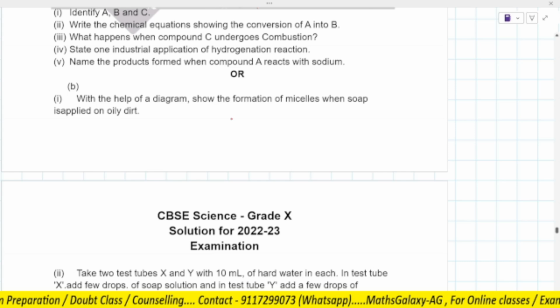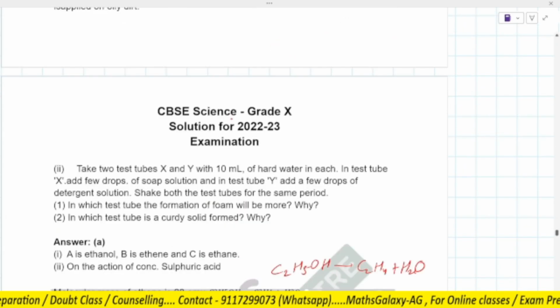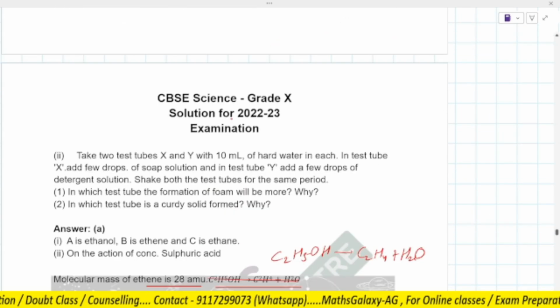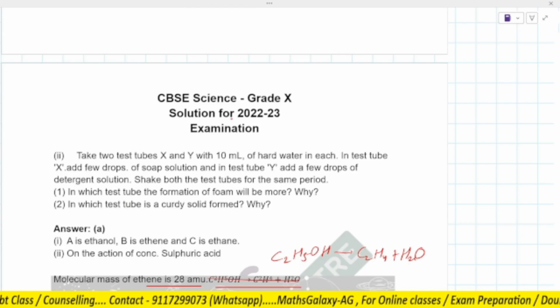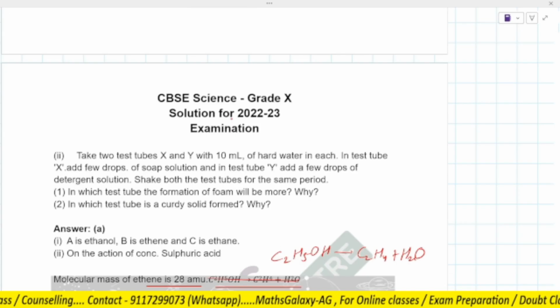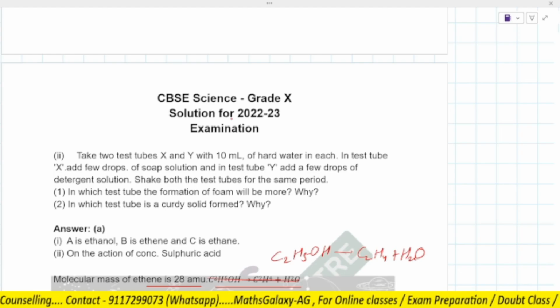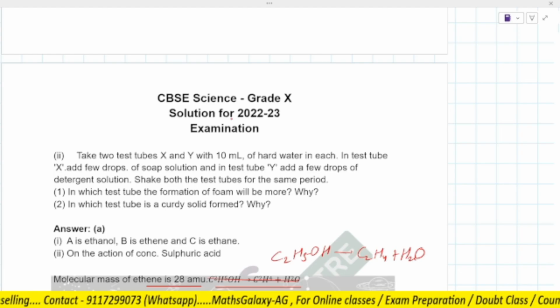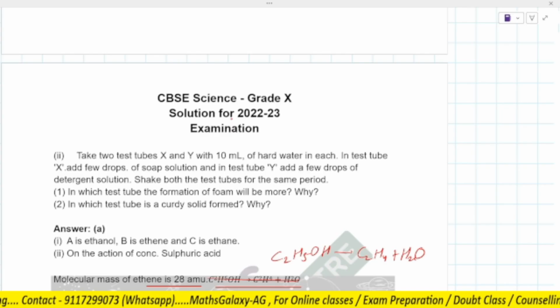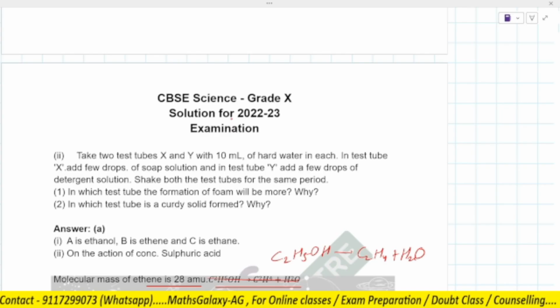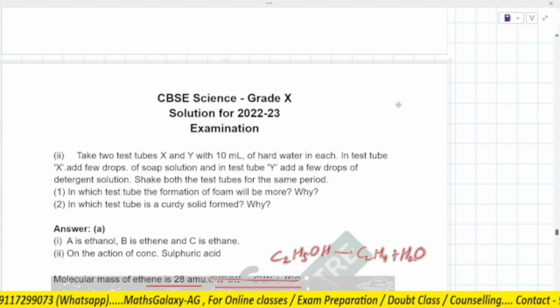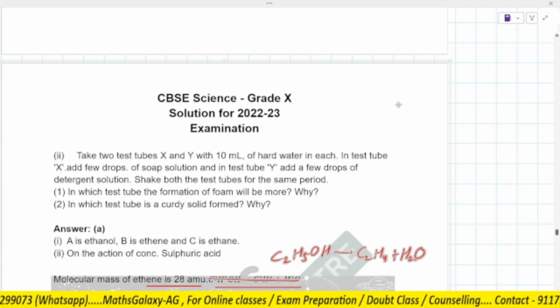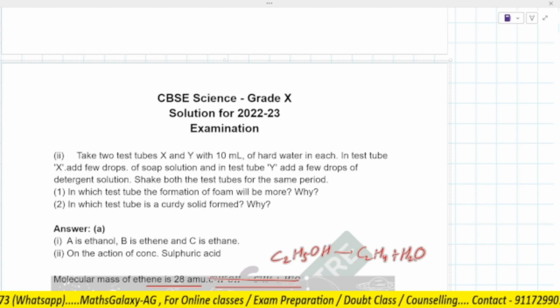Now the first one has been done. Where is the second? Here. Take two test tubes X and Y with 10 milliliters of hard water in each. In test tube X, add a few drops of soap solution. In test tube Y, add a few drops of detergent solution. Shake both the test tubes for the same period. So the first question is in which test tube the formation of foam will be more?